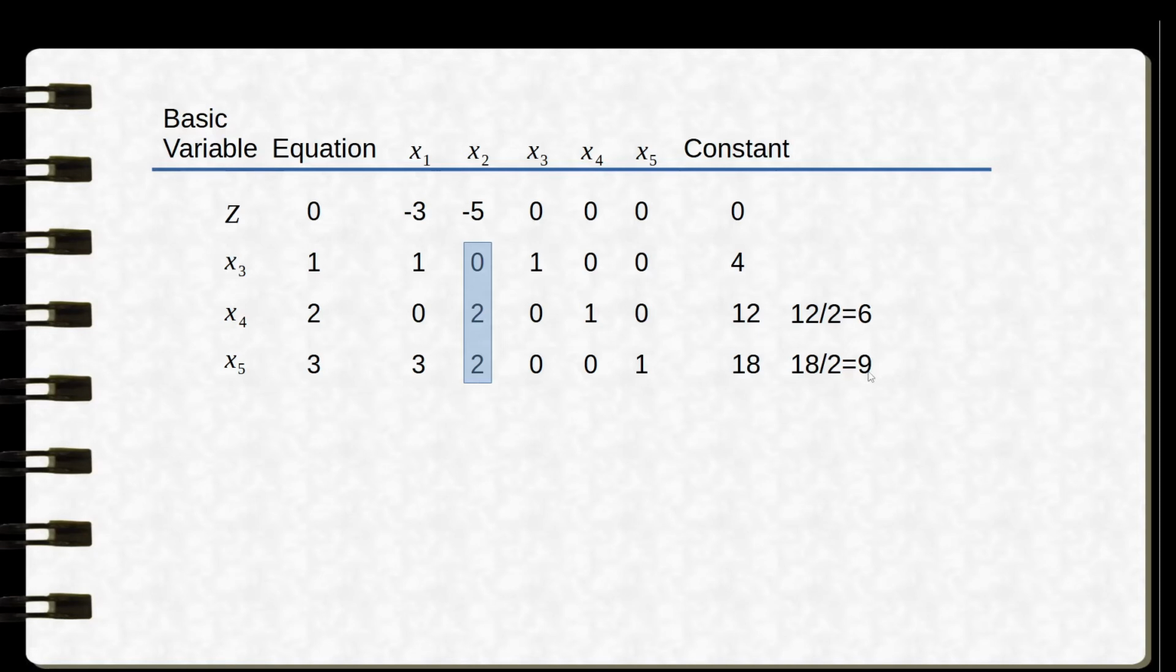Now we find out which of these two are greater. So 9 is greater, so we drop this off, and 6 is the smaller of the two. We take this row and mark it with a box. Now we read the basic variable for which we have marked this box. This is basic variable x4. So the entering non-basic variable is x2 and the leaving basic variable is x4.